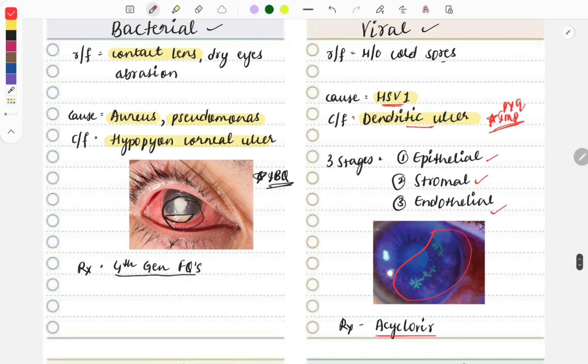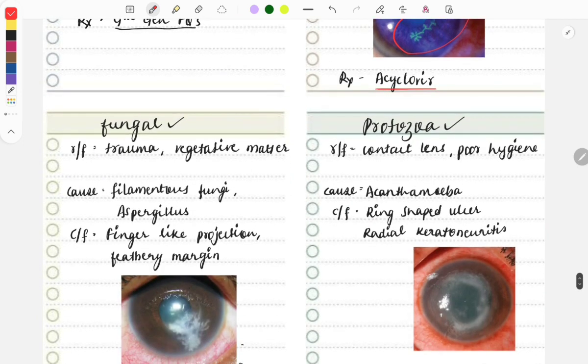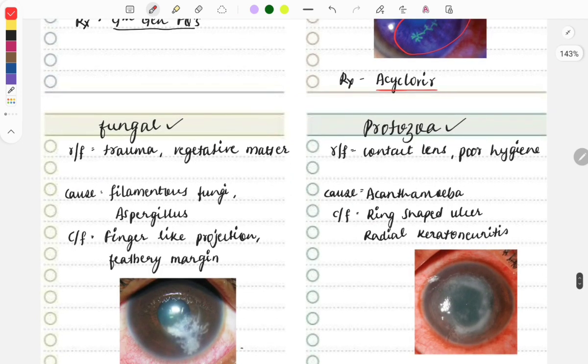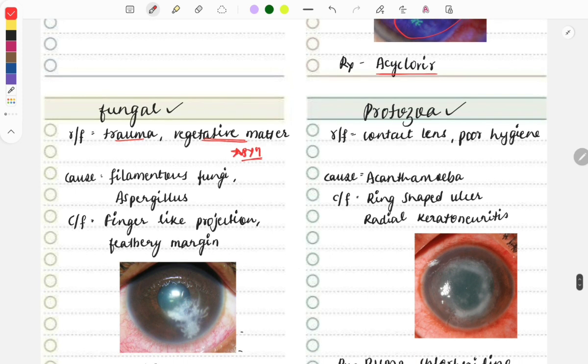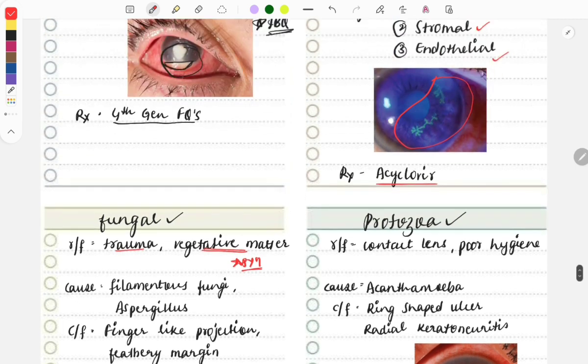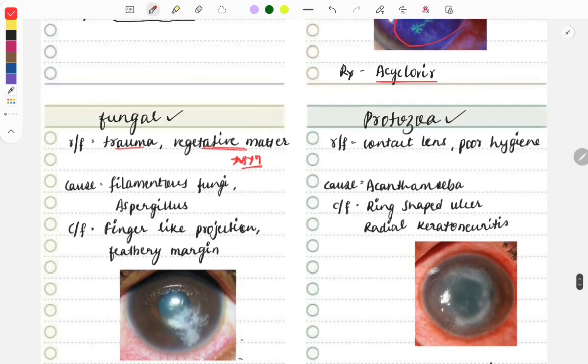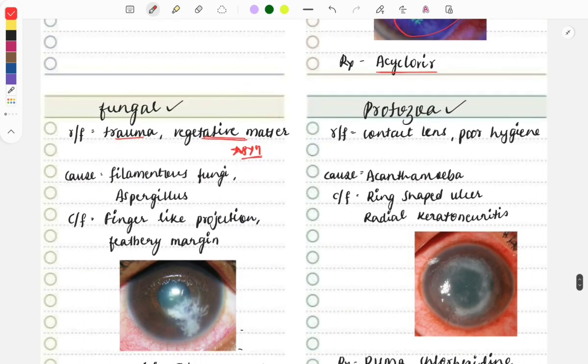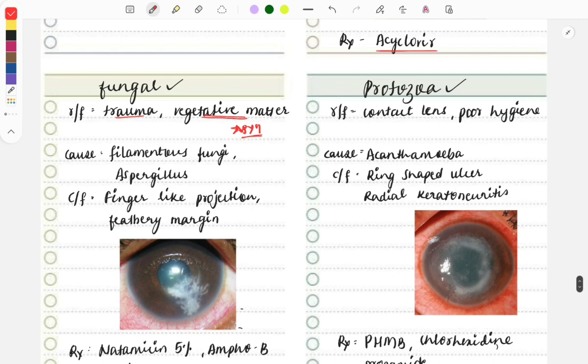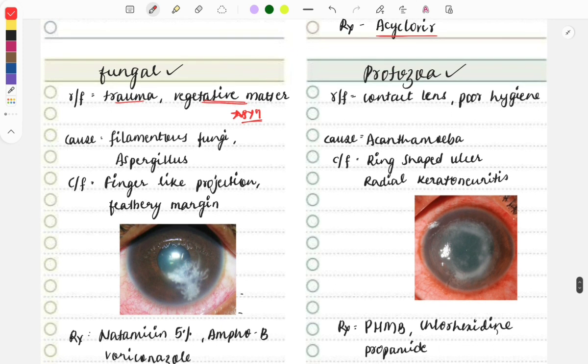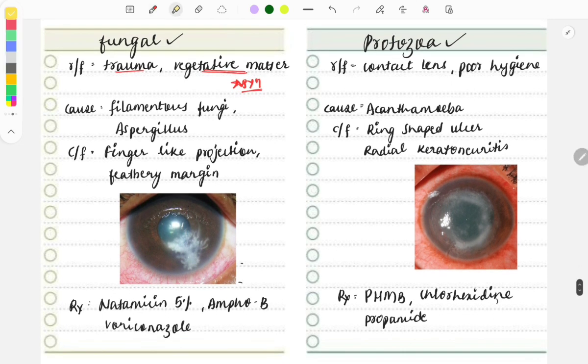Okay. Then moving on to fungal keratitis. The risk factor is trauma or vegetative matter. This one is also a PYQ, and this one is also a piece of cake. So in the question, if they give vegetative matter and describe features like pain, redness, discharge, then think in terms of fungal keratitis. The causative organisms are filamentous fungi and Aspergillus, and the classical clinical feature seen with this type is finger-like projections having feathery margins.